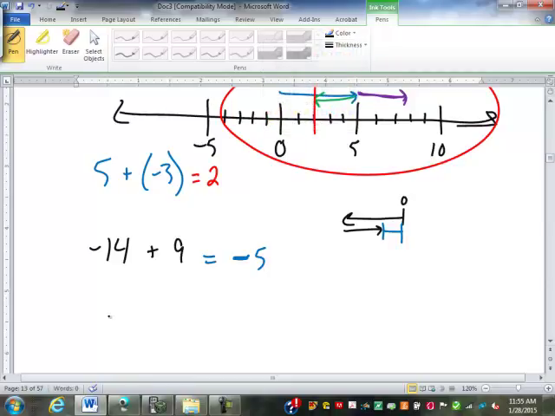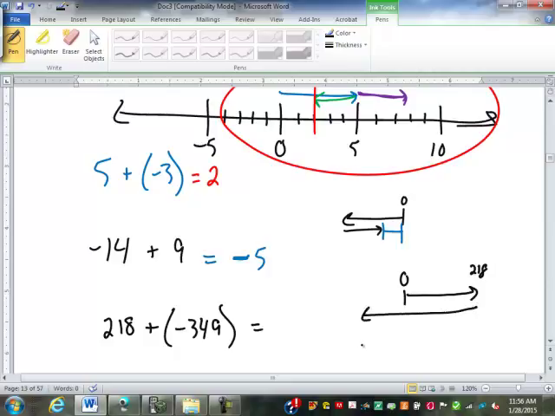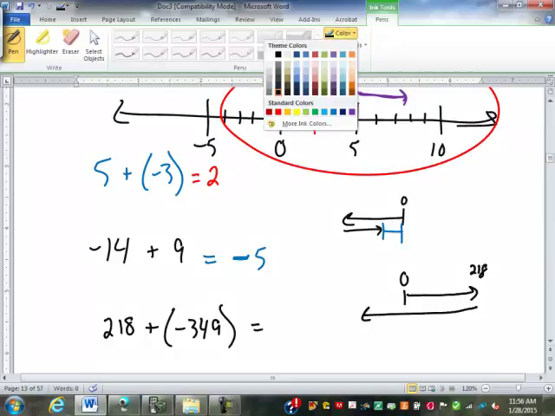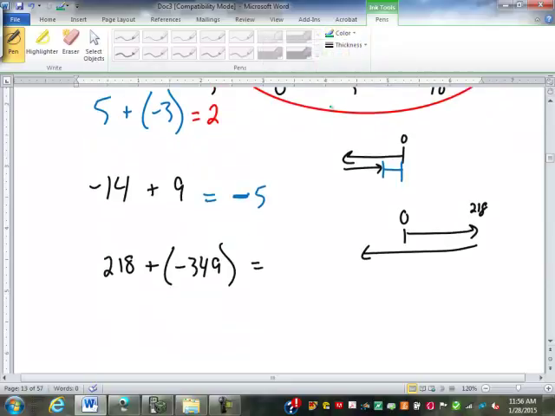So with bigger values, we might have 218 plus a negative 349. It's the same thing. Here's 0. Here's 218. Negative 349 goes the opposite direction, and it's going to be longer. So it goes to the negative side. And again, this picture tells me my result is going to be negative, and the vectors point in opposite directions, so it's going to be the difference between 349 and 218. So I'm just going to subtract them to get 131. So it's a negative 131.